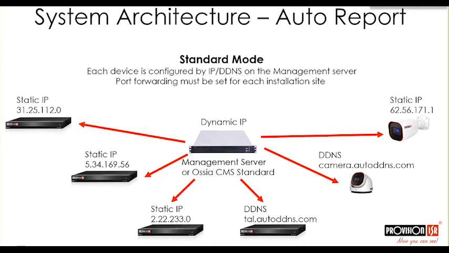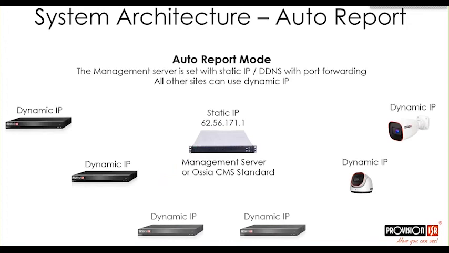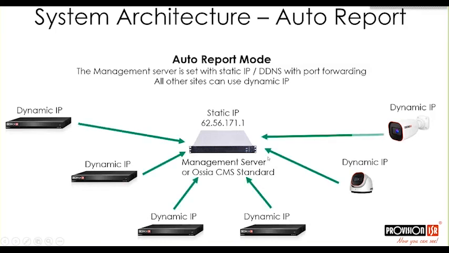This is why we created the auto report mode. Okay? In auto report mode, we actually switch the roles. Now, we have one static IP here, just for the CMS, and we only need one port forwarding. Port by default is port 2009, but it can be any port. Okay? And now the devices will contact the CMS, not the CMS will contact the devices. And let me demonstrate how it works.